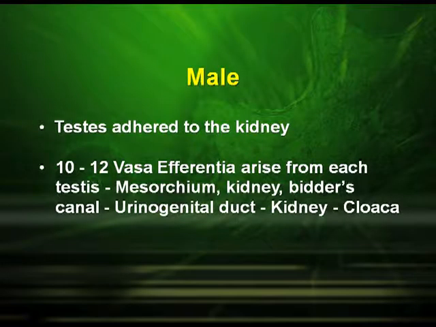The male reproductive system includes the testes which are adhered to the kidney. They have about 10 to 12 vasa efferentia which arise from each testis, which go to the mesorchium, the kidney, Bidder's canal, urinogenital duct, kidney, cloaca.